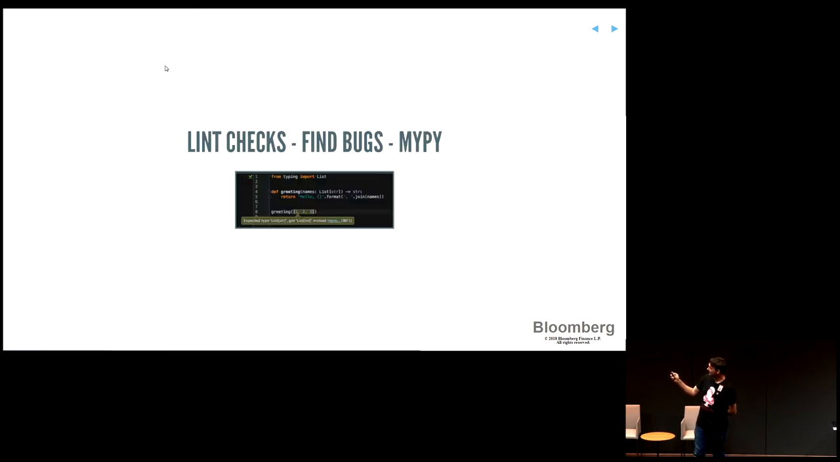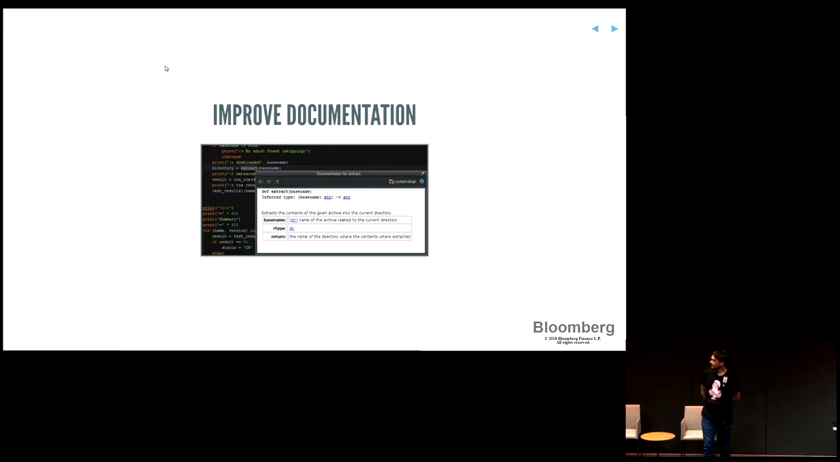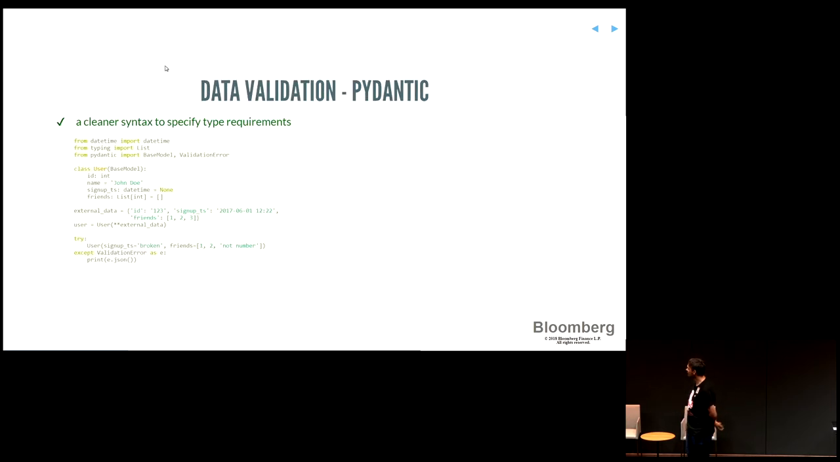The fourth reason is that you can find logical type bugs by running some kind of linter, for example MyPy, but there are other linters out there. Another thing is that it helps improve the documentation, because now the documentation can be based on something which is checked and maintained, and not just something which someone at some point wrote in the documentation, but no one has updated in 5 years.